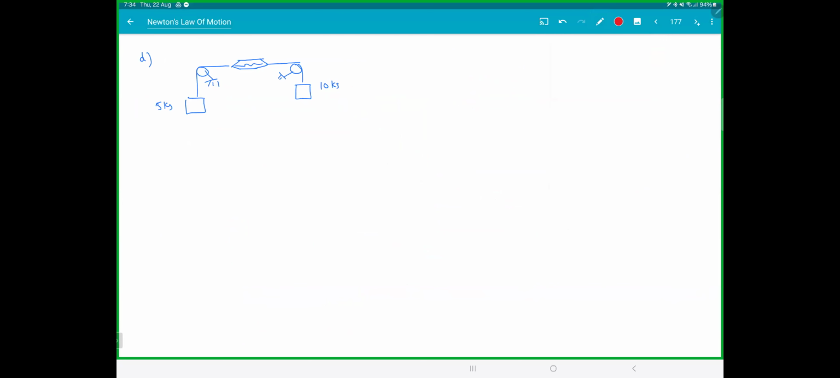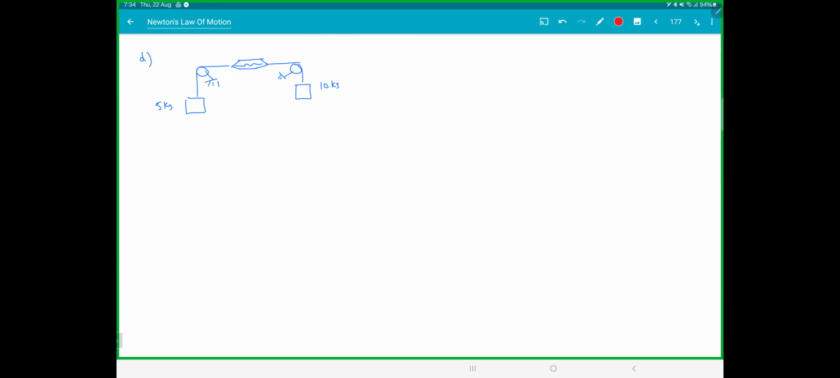What is the reading of the spring balance? Let's see. Twenty by 3. D is not 5 kg. Purvaja, I think you're right. Abhinav, you're wrong.